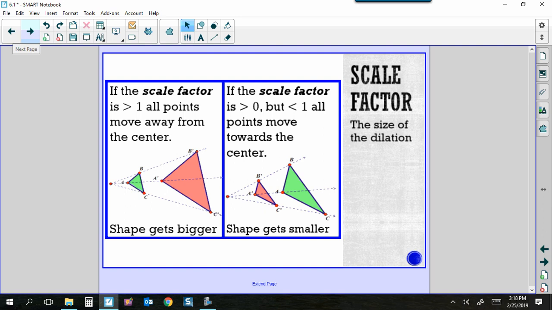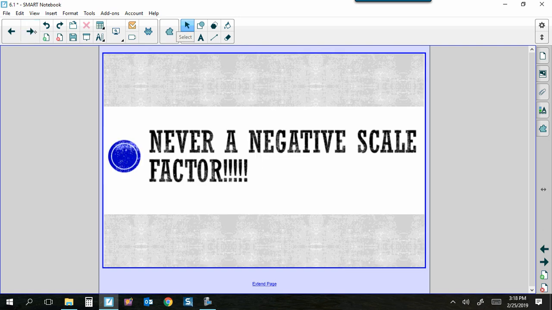So think of it like this. Smaller is going to be your fractions or decimals less than 1. And when you're getting bigger, you're going to have greater than 1. But never negative. Never negative.